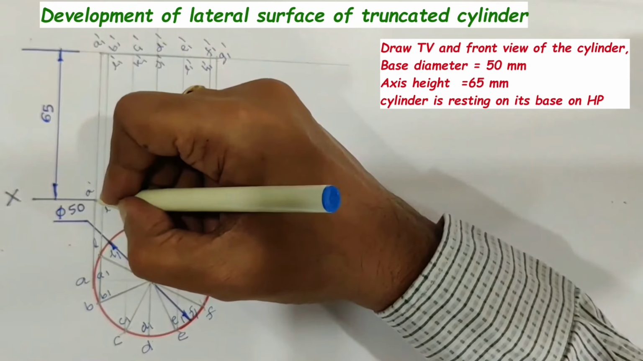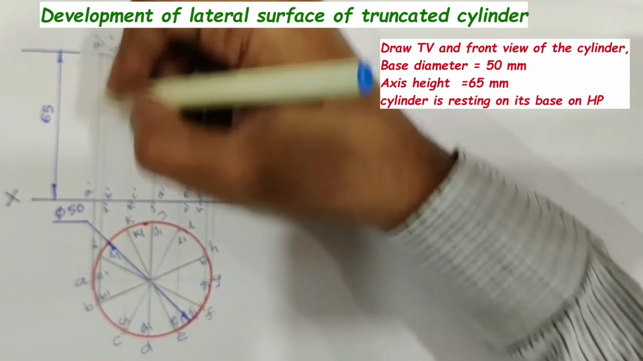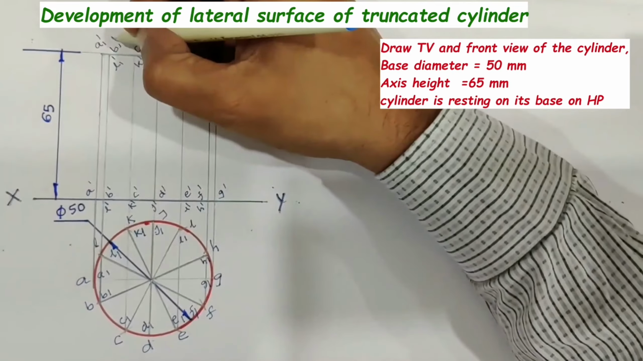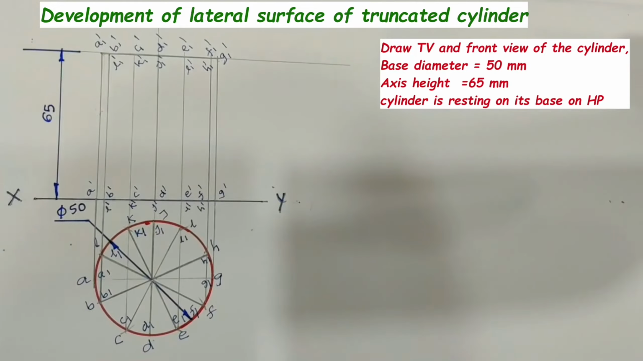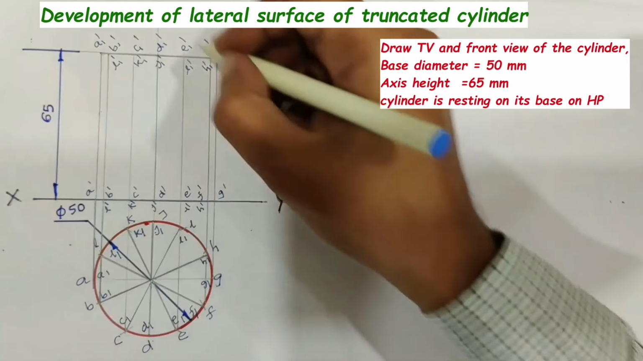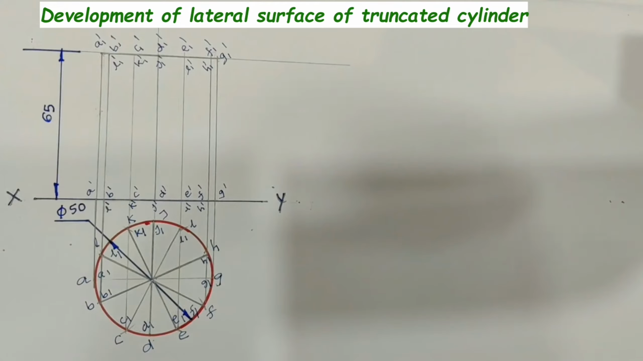Here A dash A1 dash, B dash B1 dash, C dash C1 dash, etc. lines are the generators of the cylinder in front view. This is the top view and this is the front view. That is, drawing the top view and front view of the cylinder is completed.